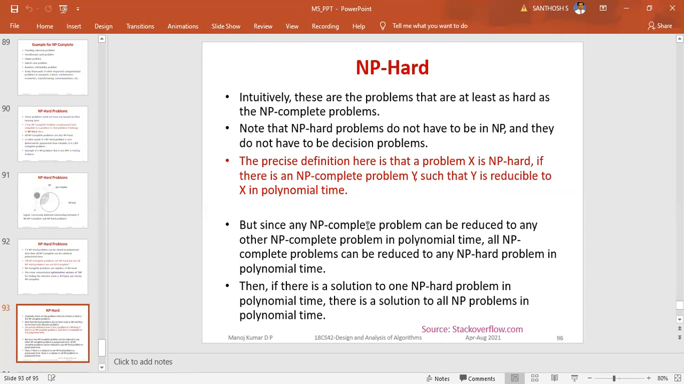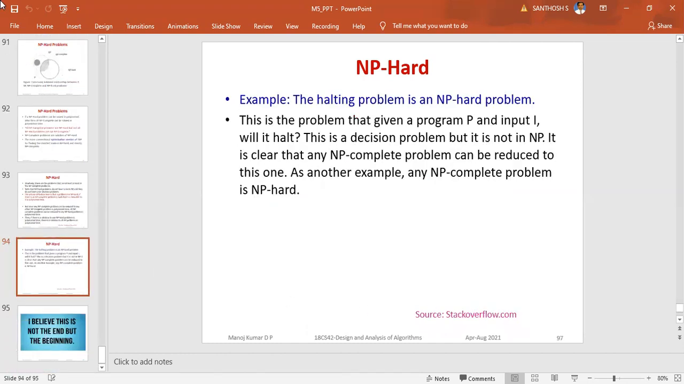Since any NP-complete problem can be reduced to any other NP-complete problem, all NP-complete problems can be reduced to NP-hard. Therefore, if there is a solution to an NP-hard problem, there is a solution to all NP problems. The halting problem is an NP-hard problem. This is the problem that, given a program P and input I, asks whether it will halt.